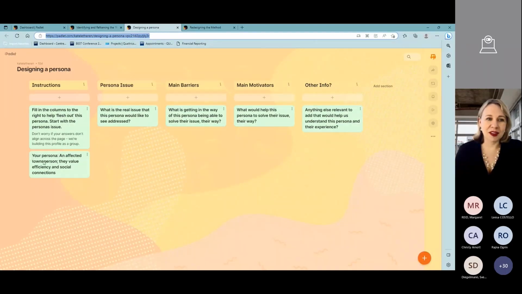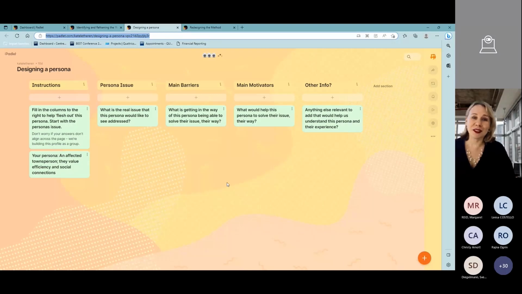As a starting point, I've said your persona is an affected townsperson. They value efficiency and they value social connections. So a couple of psychographics coming in there in the form of values, but not an awful lot to go on yet. So start designing the persona. Yes, it is a bit about imagination at this point, trying to imagine what they're going through. In real co-design, we would be talking to these personas, interviewing them, getting them to help actually create these personas in the beginning.